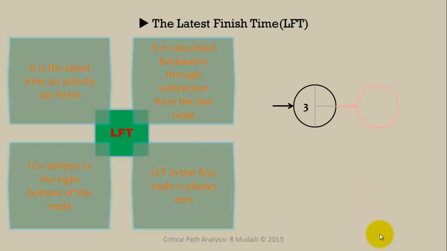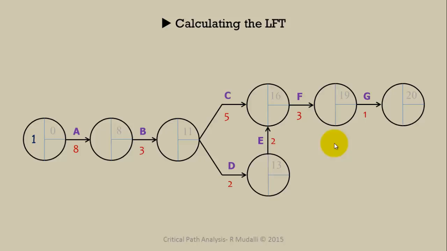Now here you have an illustration of how we're going to write the LFT in a node. Here it is node number 3 with activity C and with a duration of 6 days. So how do we write the latest finish time of C? It's here. The latest finish time of C is 8. Now this is the network diagram we used previously to illustrate how to calculate the EST of those activities. Now we're going to use the same diagram to illustrate the calculation of the latest finish time.